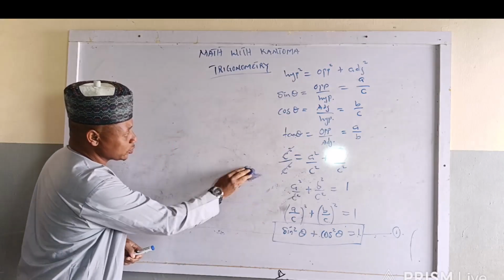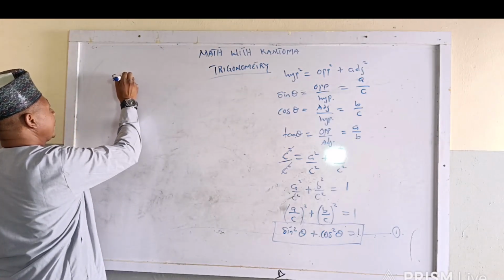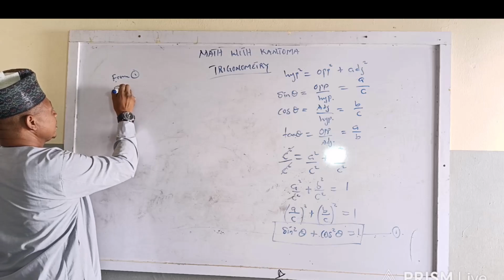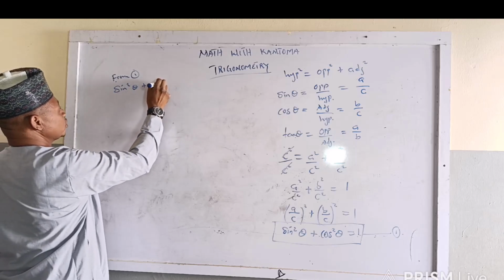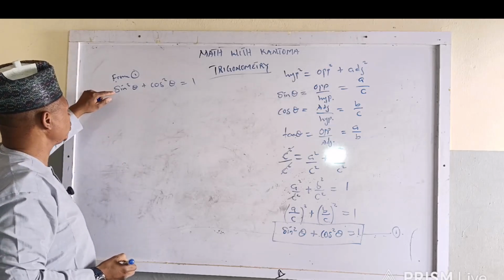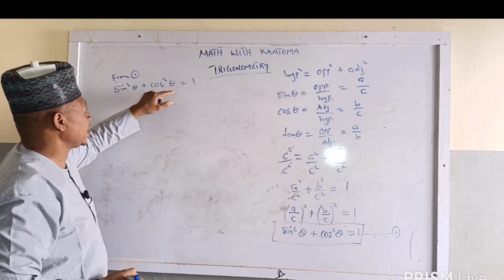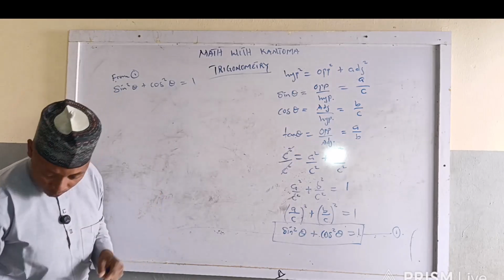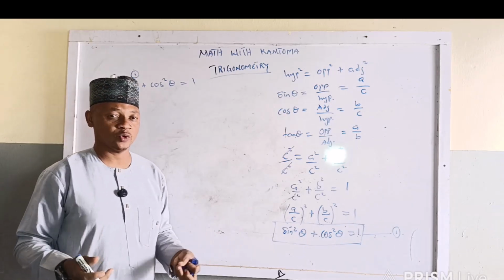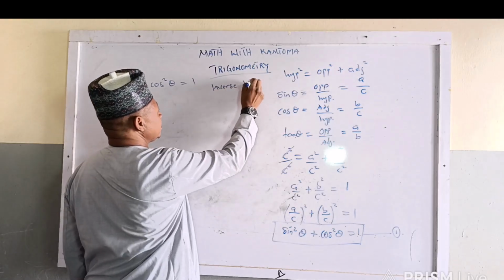So now from equation 1, I can deduce other equations. Equation 1 says sin square theta plus cos square theta is equal to 1, right? So now, what if I divide through by sin square theta? Or before dividing through by sin square theta, let us define the inverse identities.